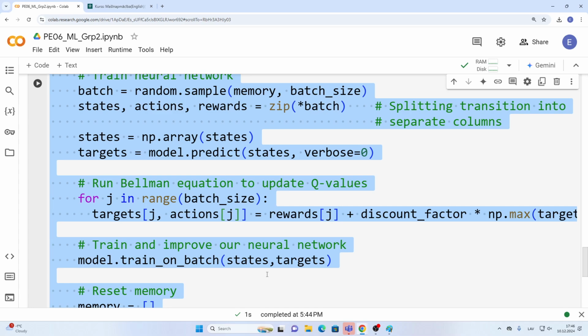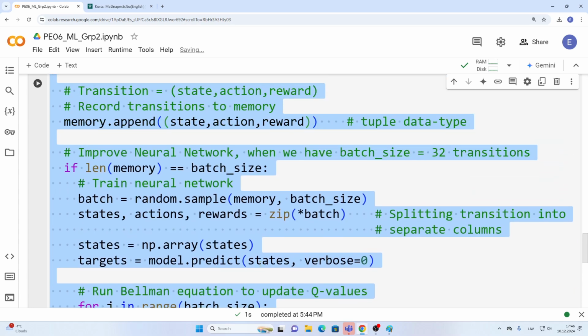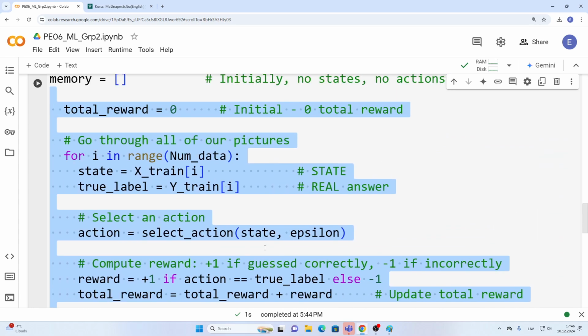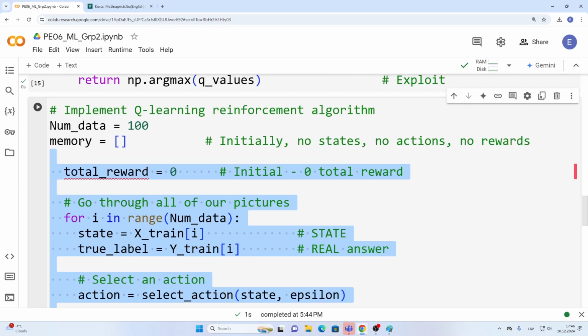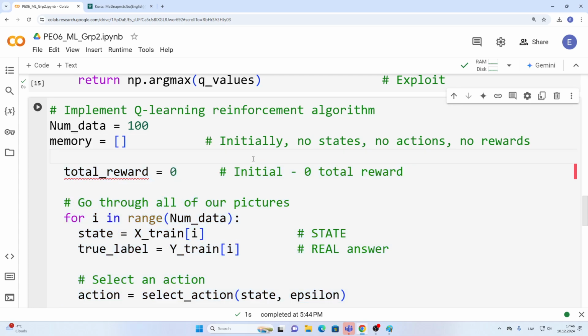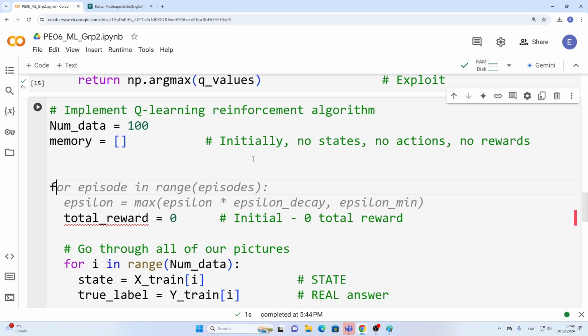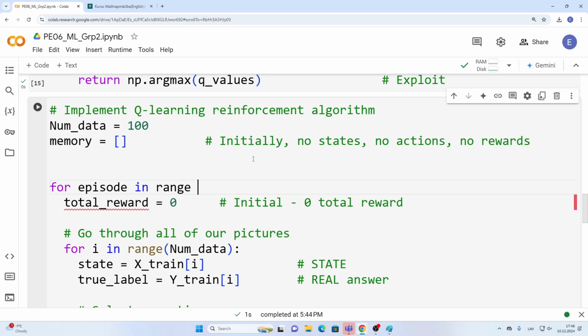We could create this as a function, of course, but that would be a little bit tedious. At this point, it's easier just to loop this inside of a for loop. So I choose everything, yes, except number of data and memory, tab it once, and say that I want to run this for episode in range of all episodes.